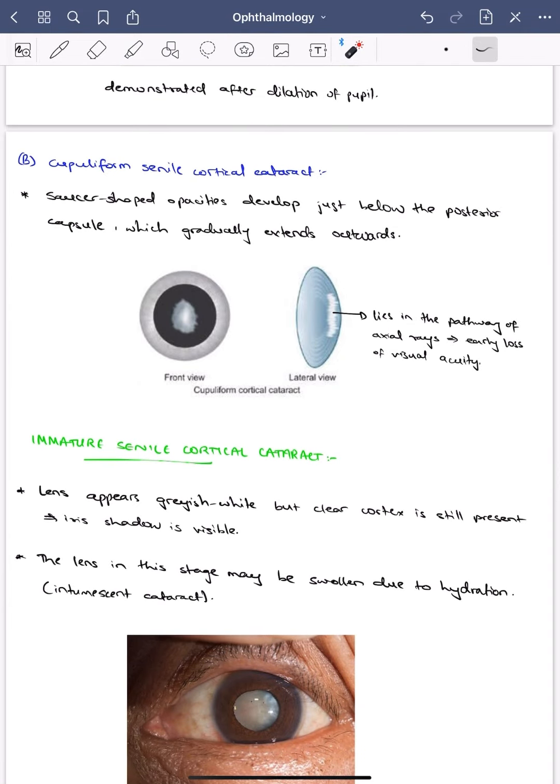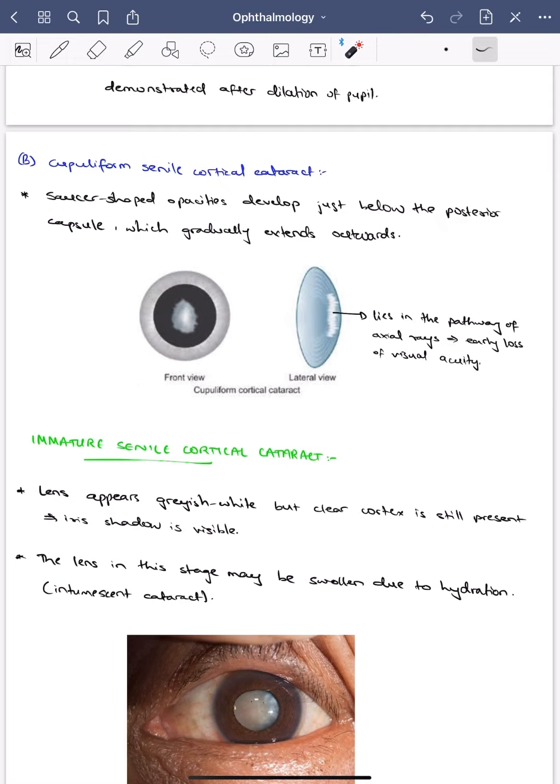Now in this cataract, there is saucer shaped opacities which develop just below the posterior capsule, and it extends outwards. So you can see in this diagram, this is the anterior capsule, this is the posterior capsule, this is the saucer shaped opacity just below the posterior capsule, and hence cupuliform cataract is also known as posterior subcapsular cataract. Okay, so this is the cupuliform senile cataract.